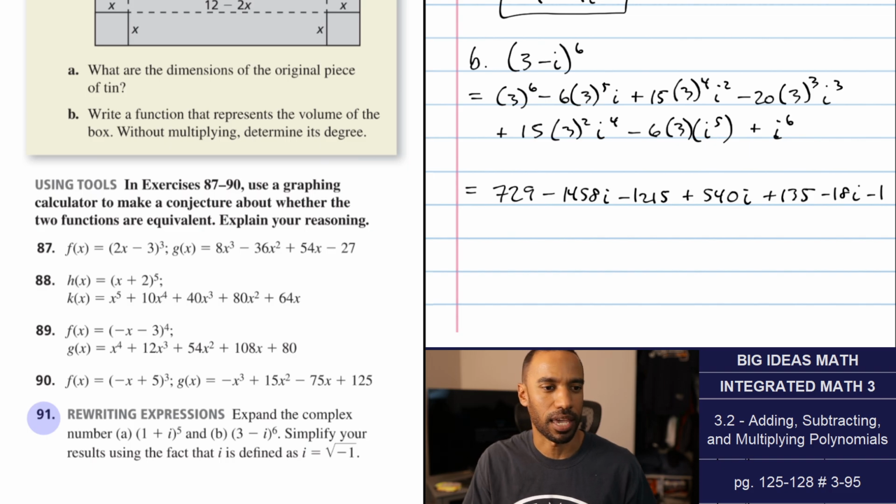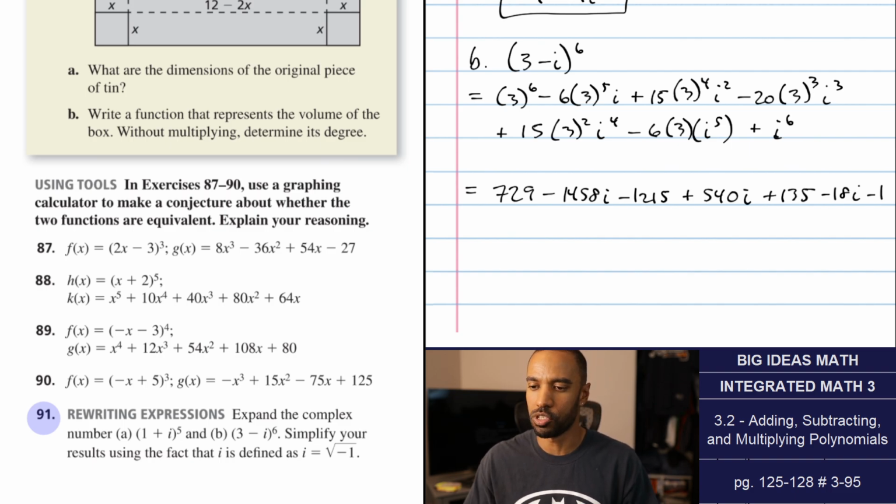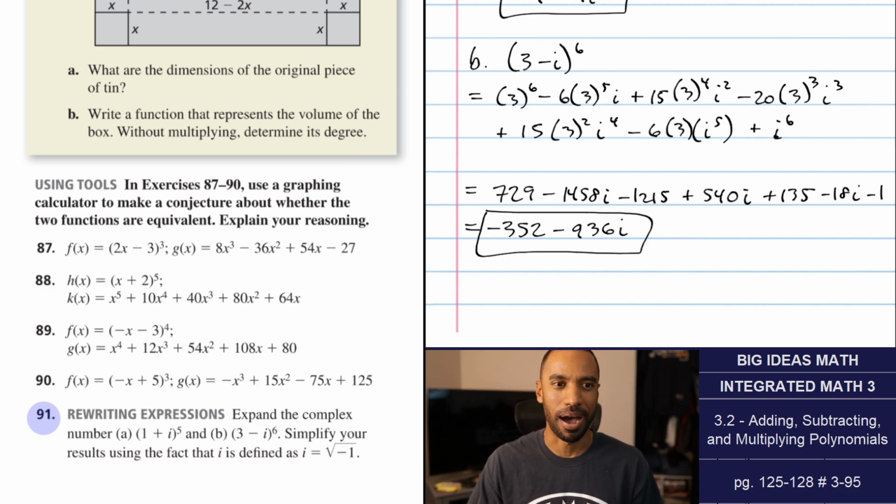Okay, so I'm going to use the calculator here. So we'll do 729 minus 1215 plus 135 minus 1. And I'm getting -352. And then -1458i plus 540i. Sorry, I'm not spending a long time explaining i right now, by the way. Minus 18i. I think it's things you would have done from the previous year. So -352 minus 936i. Really weird numbers there, but I guess that's how that thing would work out.